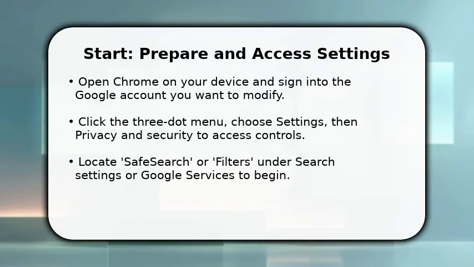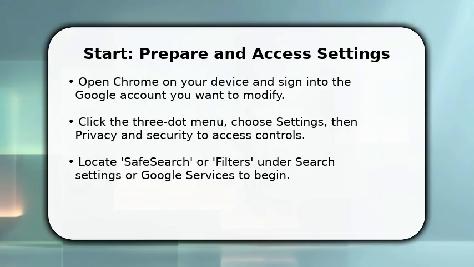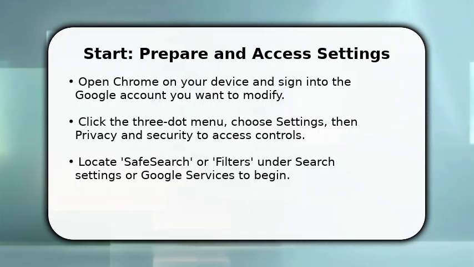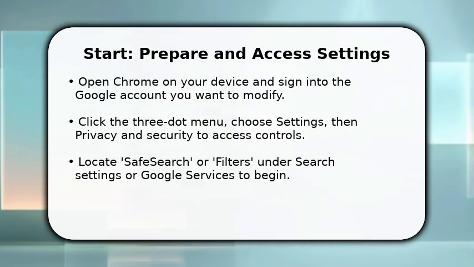Enjoy the video. You start by opening Chrome and signing into the Google account you'll change. This matters because Safe Search can be account-specific. Once signed in, click the three-dot menu, select Settings, then Privacy and Security so you reach the controls quickly. Next, go to Search Settings or Google Services to find the Safe Search toggle.